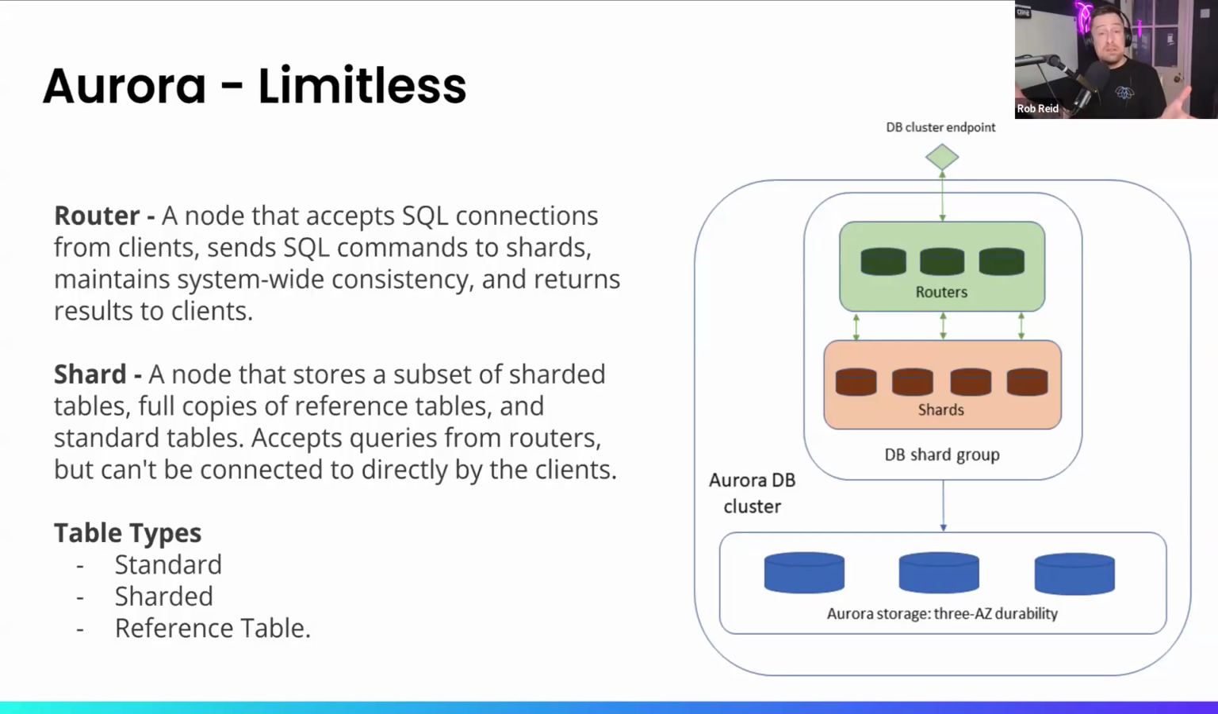The shards store a subset of data depending on the table type that they are storing. So a standard table will exist on one shard, and that's determined by the system itself, not by the user. There are sharded tables whereby a portion of your data will exist on one of the shards, but not more of them. And finally, there's global tables, or reference tables, where data is stored across all of the shards for lower read latency at the cost of higher write latency. Although Limitless can't serve global reads in the same way that Aurora can. So there's a trade-off there.